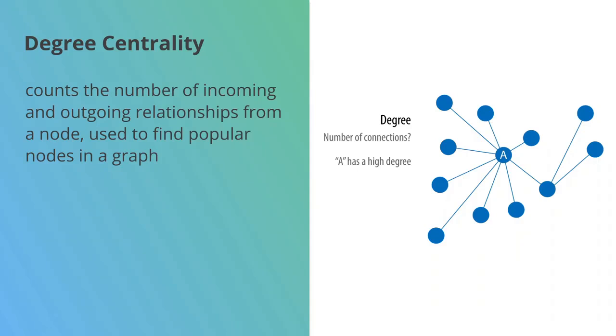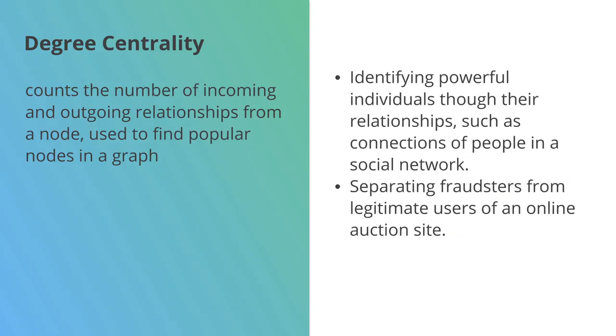So degree centrality, I think this is probably the simplest of the algorithms. The idea here is that we're counting the number of incoming or outgoing relationships from a node, and we're using it to find popular nodes in a graph. That could be used to find something like the most popular Twitter user. So maybe we find out Katy Perry has 45 million followers, and that would be a way of using degree centrality to work out who are the important users on the Twitter social graph. Or perhaps it's used for detecting fraudsters from legitimate users in an online auction site, so perhaps they're doing way more transactions than a normal user would.